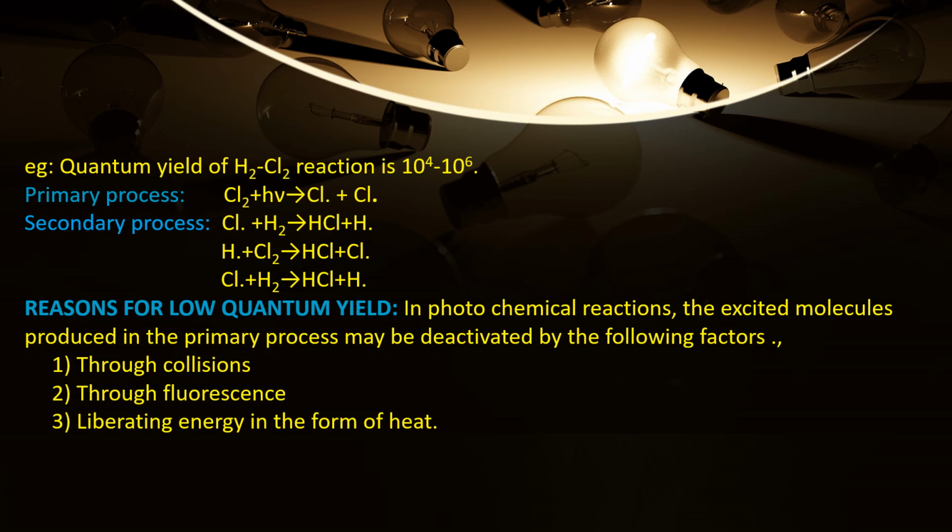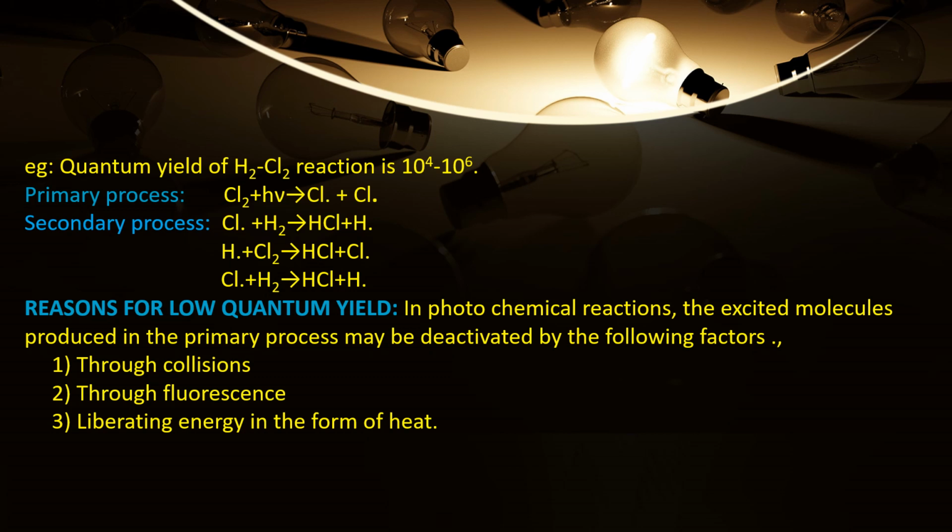So in this reaction, the primary process takes place like this. Cl2 plus H2 gives rise to Cl free radical plus Cl free radical, and the secondary process takes place like this. Cl free radical produced in the primary process reacts with hydrogen H2 giving rise to HCl plus H free radical. The H free radical reacts with Cl2 forming HCl plus Cl free radical. Like this, the secondary process goes on in the form of a chain until and unless it is stopped by some strong factors.